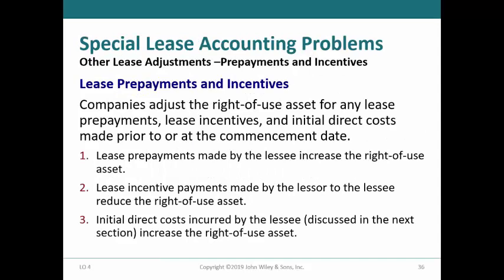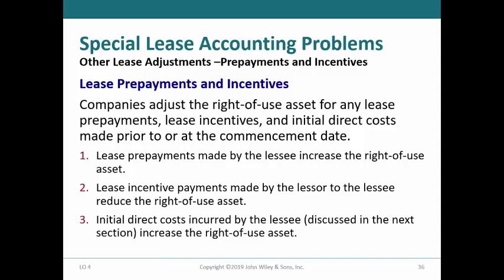Sometimes leases will require prepayments by the lessee, such as the last month's rent in advance, or there may be some type of incentive paid by the lessor to get the lessee to lease. In both of these cases, the right of use asset will be affected. Right of use assets should be increased for the amount of any prepayments made by the lessee to the lessor, and reduced for any lease incentive payments made by the lessor to the lessee.